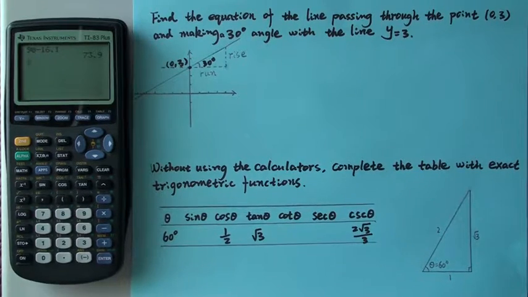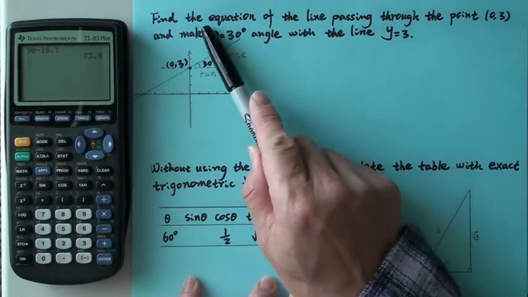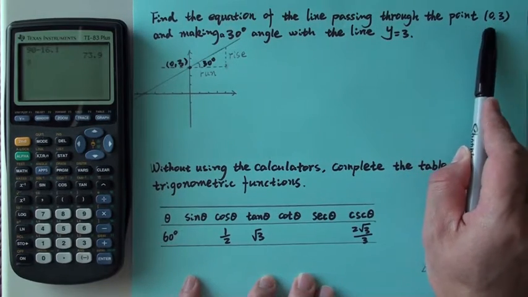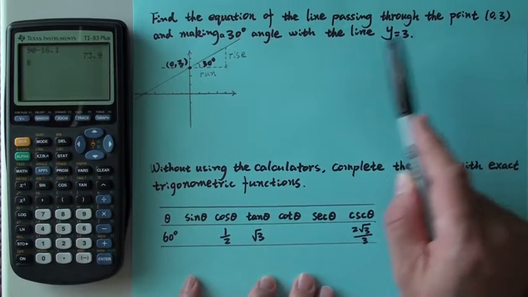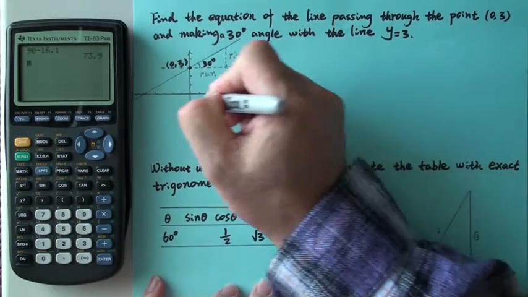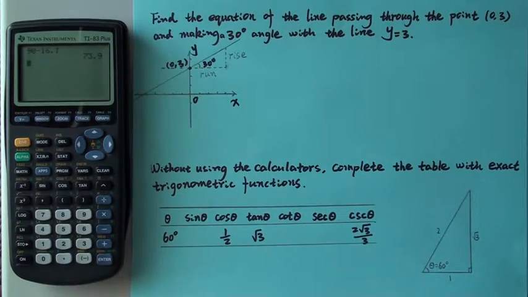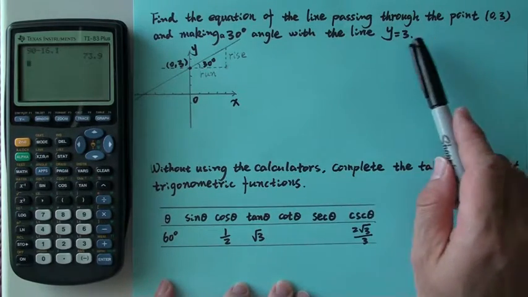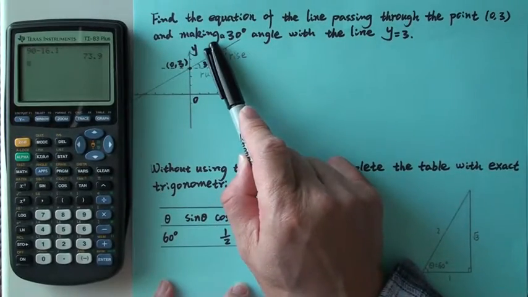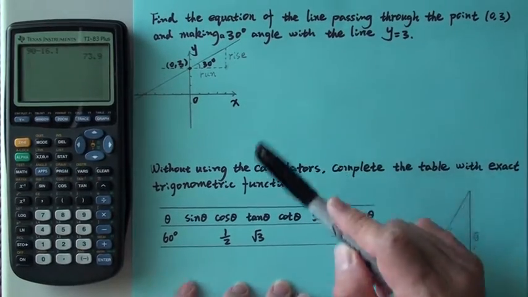In this lecture, we'll talk about two examples. One is to find the equation of the line passing through the point (0, 3). X is 0, y is 3, which is on the y-axis. And then, the line passing through (0, 3) and making a 30-degree angle with the line y equals 3.